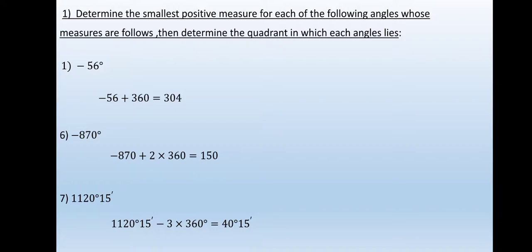The same way for number 7, 1120 degrees 15 minutes. Minus 360 is still positive at first, but we repeat subtracting 360 three times. So we write 1120 degrees 15 minutes minus 3 times 360, and we get 40 degrees 15 minutes.